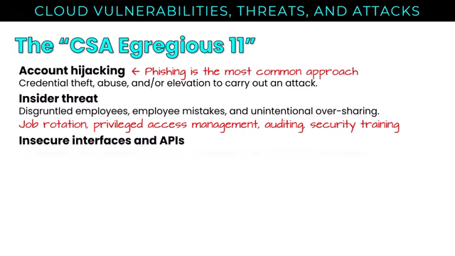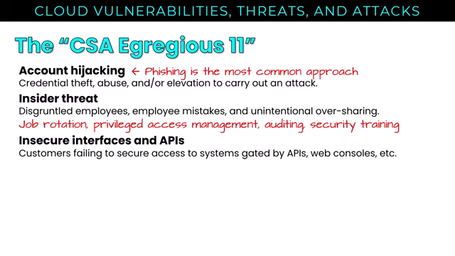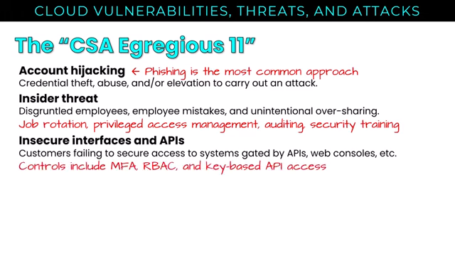Insecure interfaces and APIs. Customers failing to secure access to systems gated by APIs, web consoles, and the like. Controls like multi-factor authentication, role-based access control, and key-based API access are all controls that can help mitigate these threats.